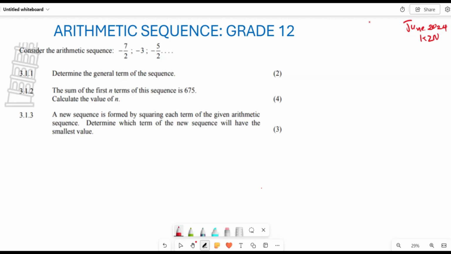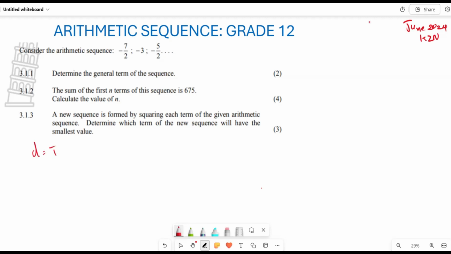So now, firstly, what do we have there in 3.1.1, right? They are saying determine the general term of this particular sequence. How do you determine the general term of this sequence? Firstly, we have a rule of thumb, which states that for us to find the general formula, we need to first find the difference in there, right? How do we find our difference?